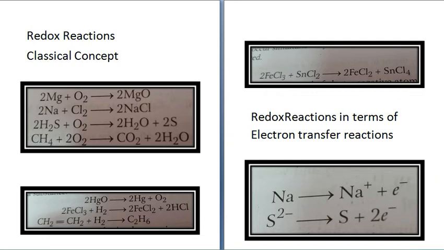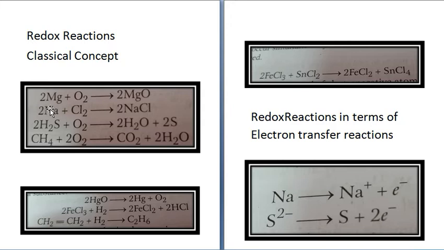Children, today we are going to start a new chapter, redox reaction. Now, transformation of matter from one kind to another takes place through various reactions. One of them is redox reactions. Redox reaction, according to classical concept, in that the term oxidation was defined as the addition of oxygen or electronegative element to substance, or removal of hydrogen or electropositive element from the substance.